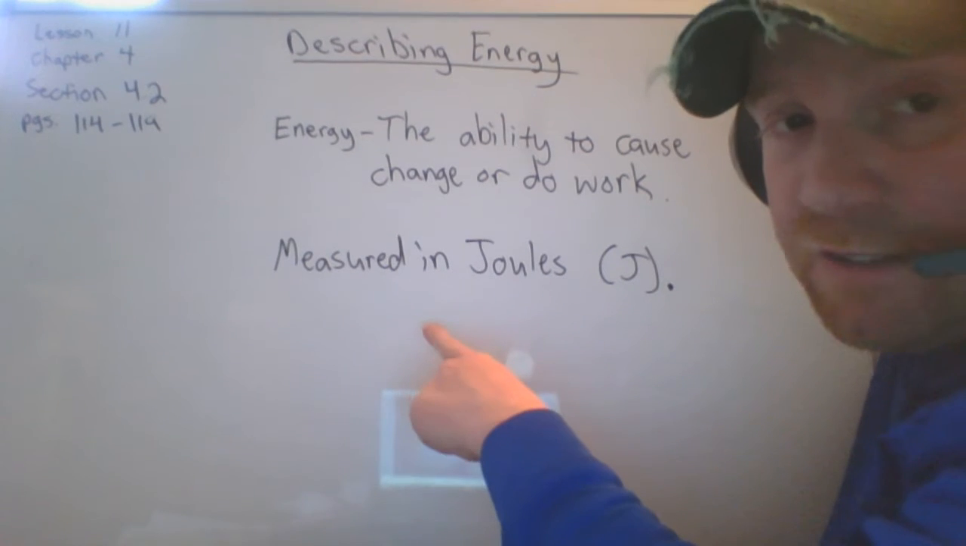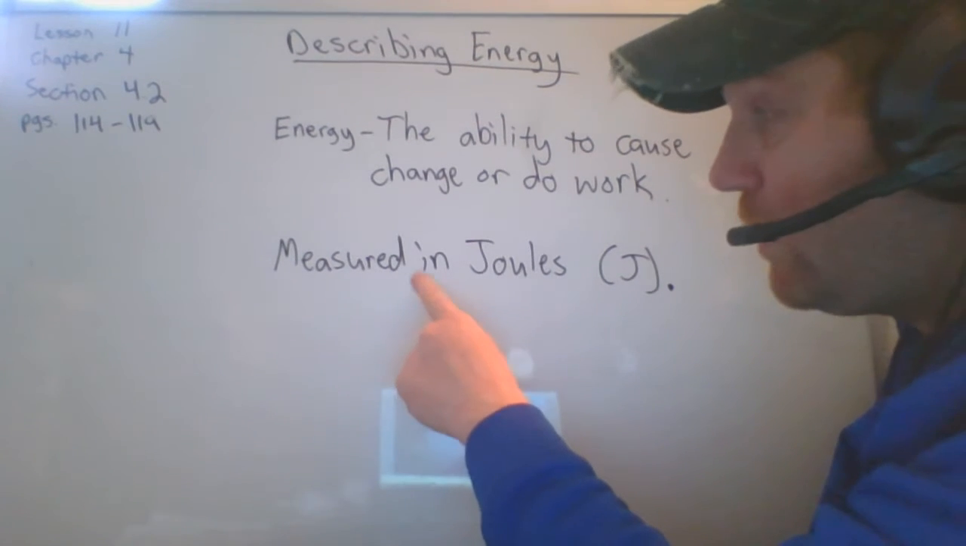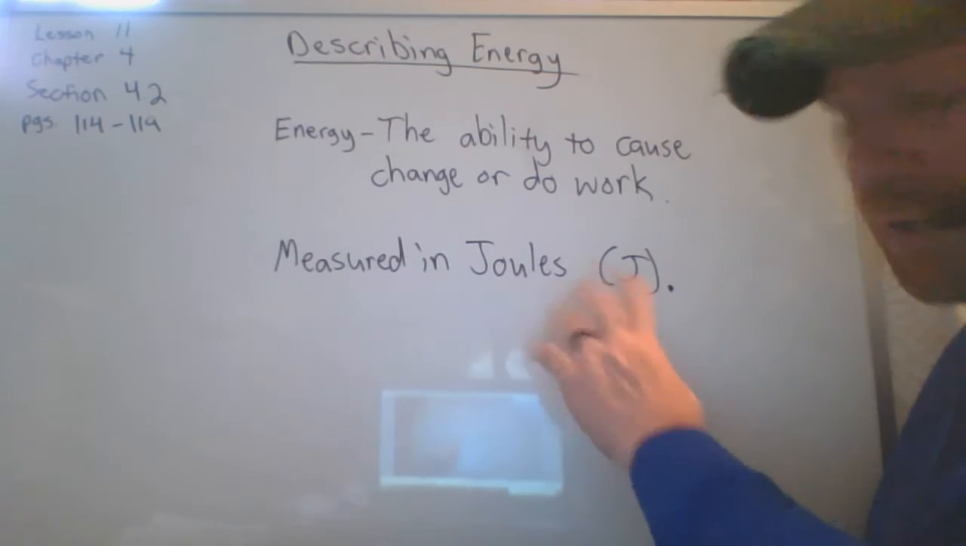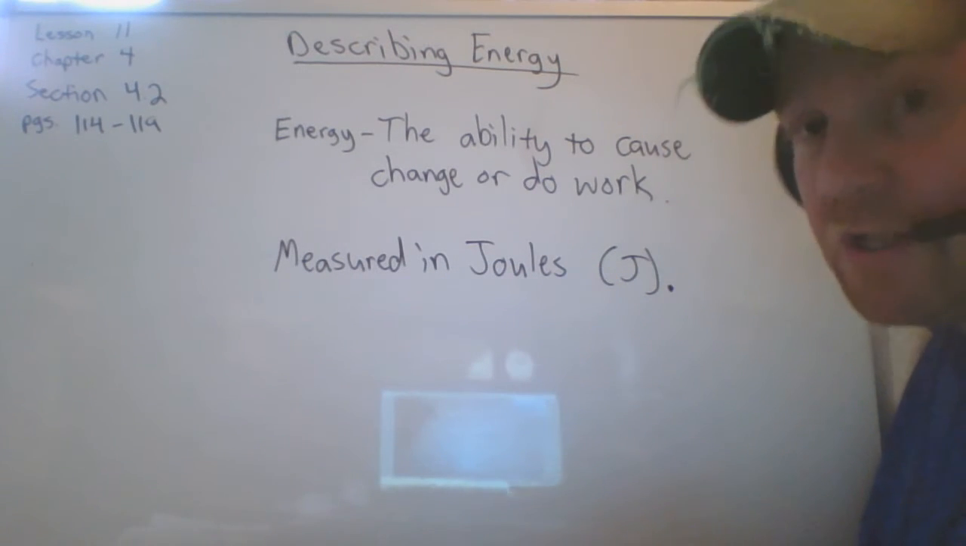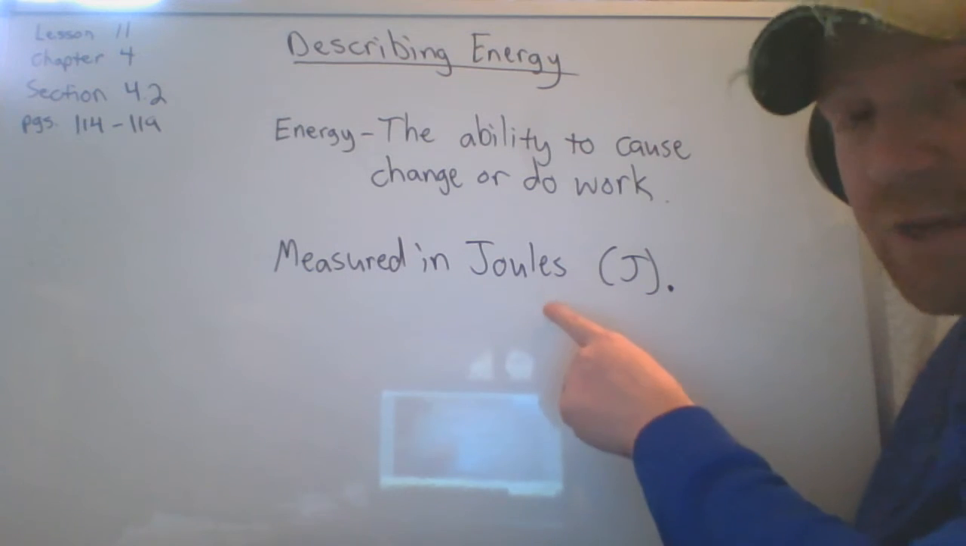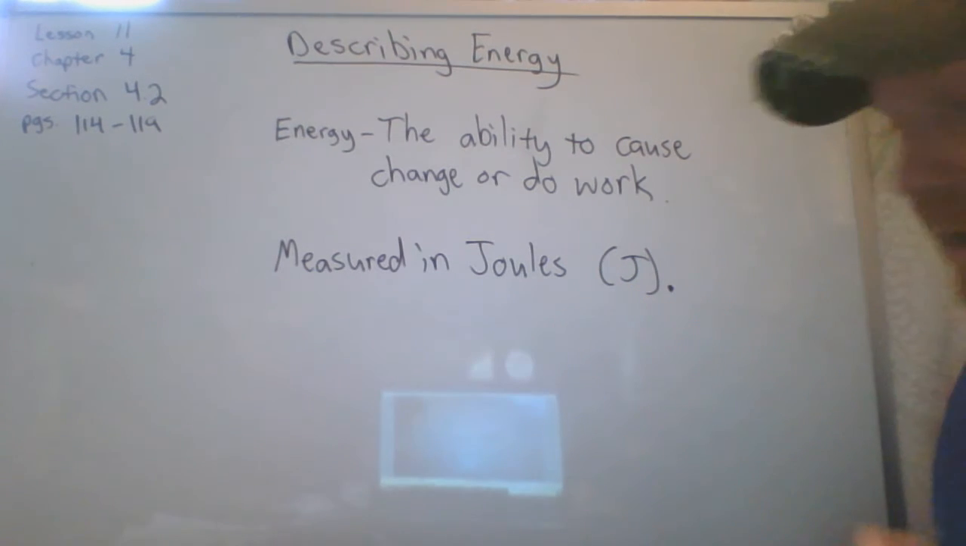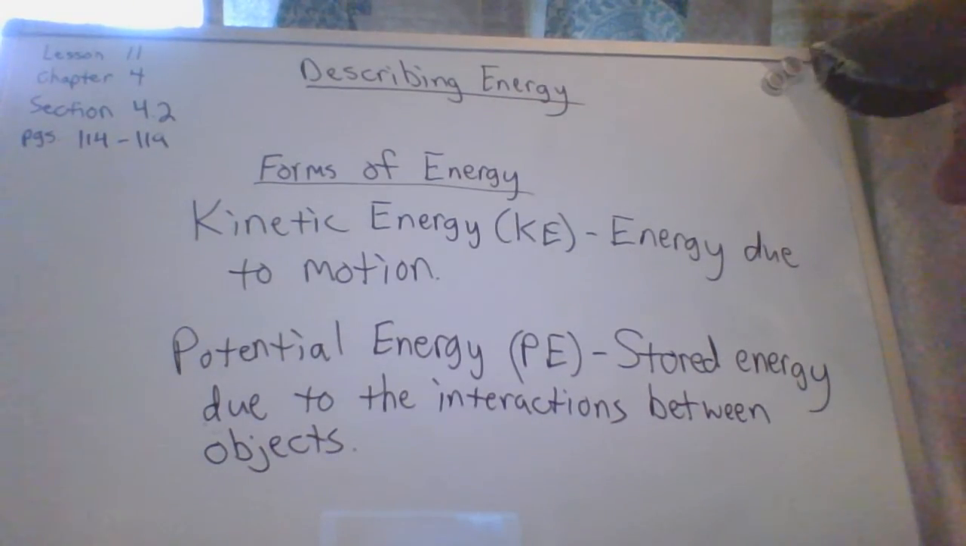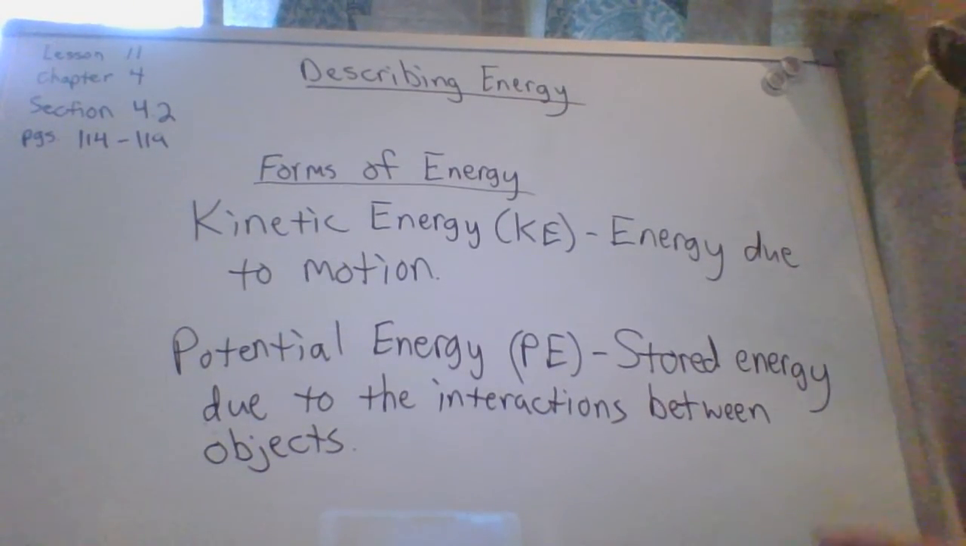Before we talk about the types of energy, I want to make sure that everyone understands that energy is measured in joules. Doesn't matter the type or form of energy, it's measured in joules, with a capital J as a symbol. So let's take a look at the different forms of energy. Notice I have the definitions written down here on page 116 of the textbook.